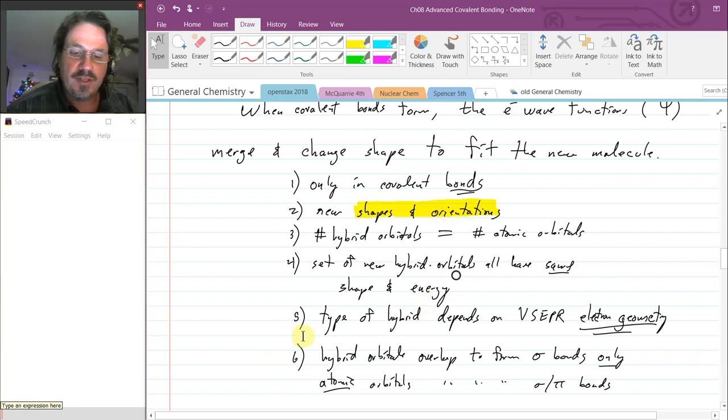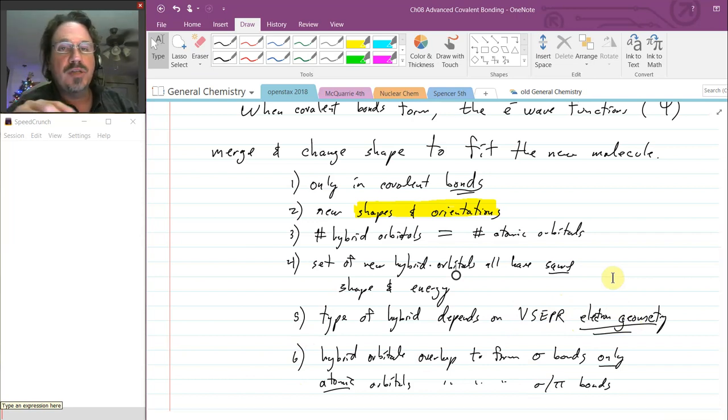Number 5, the type of hybrids depend on the valence shell electron pair repulsion electron geometry. Not the molecular, but the electron geometry. See, these new atomic hybrid orbitals that we're creating have to accommodate both lone pairs and bonded pairs, not just the bonded. And so what we need to do is look at the electron geometry, and that will give us a clue as to what type of hybrid orbitals we need to accommodate that geometry.